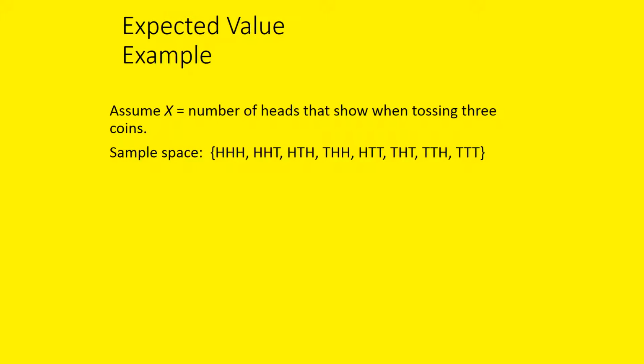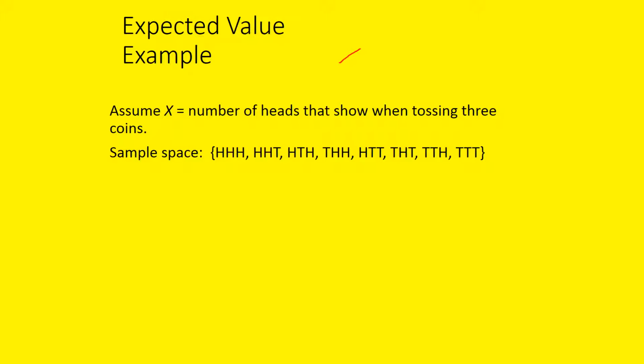Another example. Assume random variable big X is the number of heads that show when tossing 3 coins. So the sample space that we'll analyze is head, head, head; head, head, tail; head, tail, head; tail, head, head; head, tail, tail; tail, head, tail; tail, tail, head; and tail, tail, tail. And in order to get all of those, you can make a tree diagram.